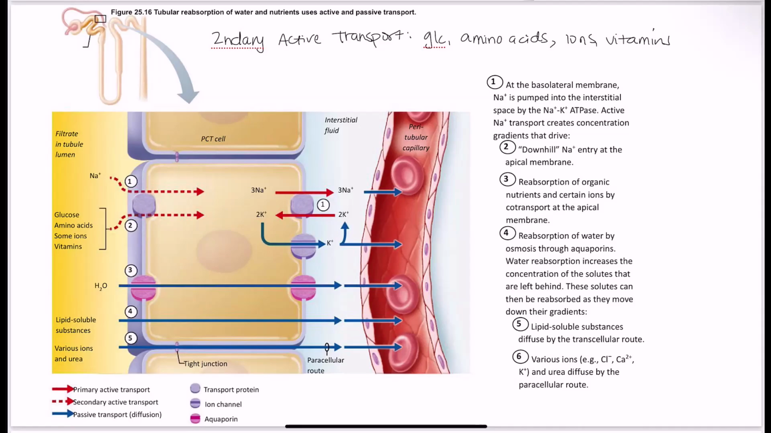If aquaporins are always present on certain regions of the nephron, especially like the descending limb of the nephron and the PCT, that's called obligatory water reabsorption.